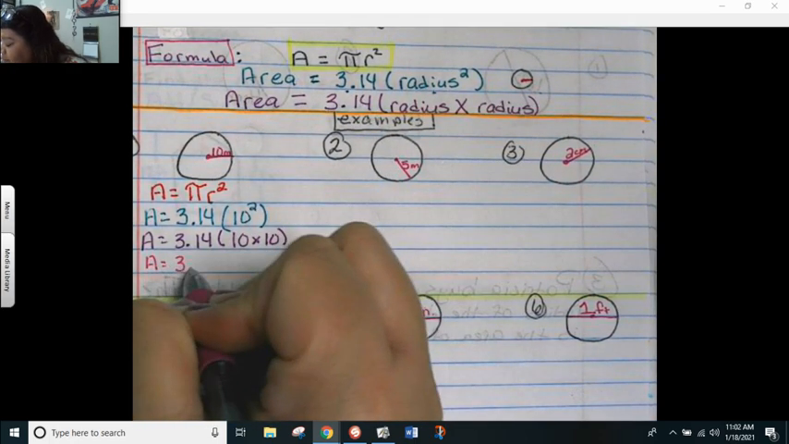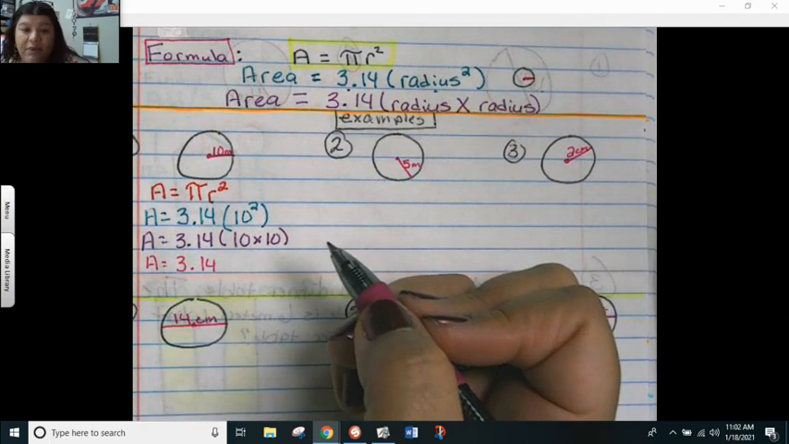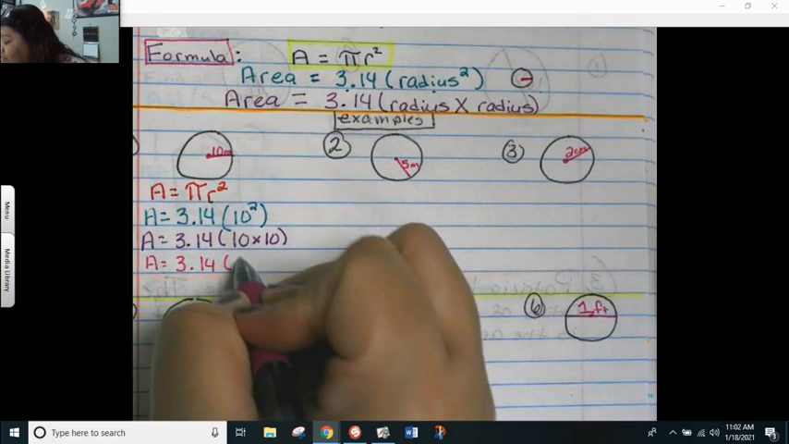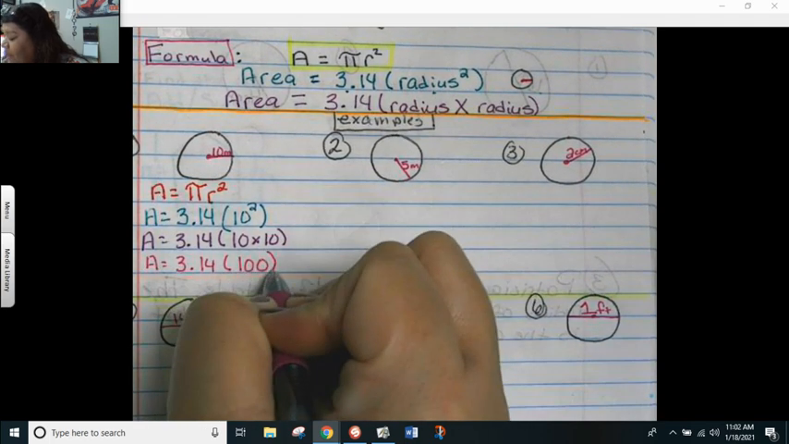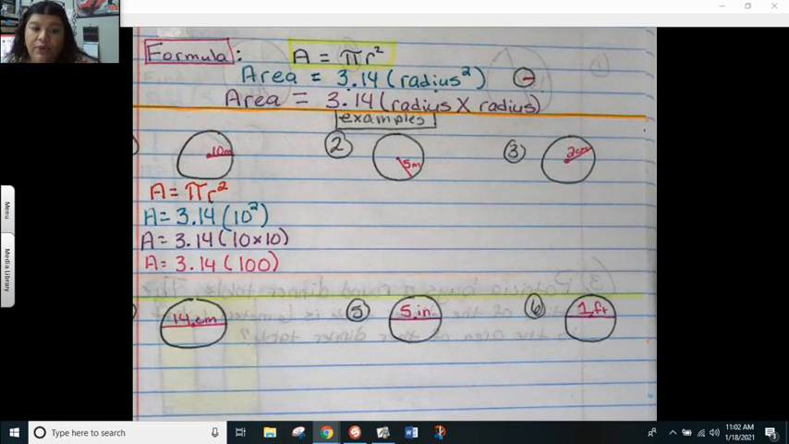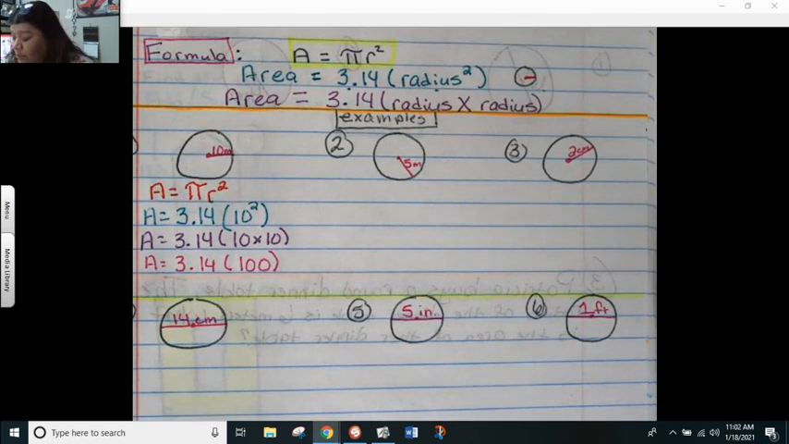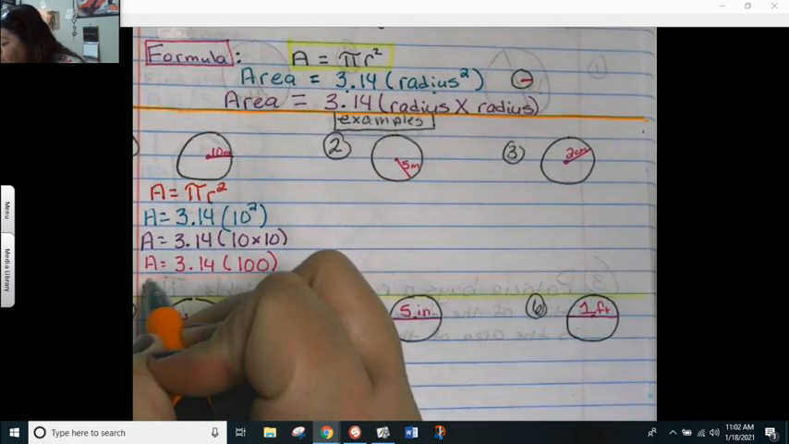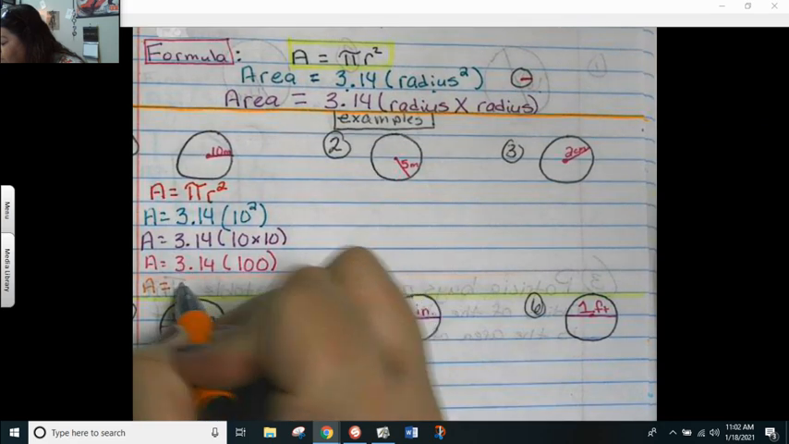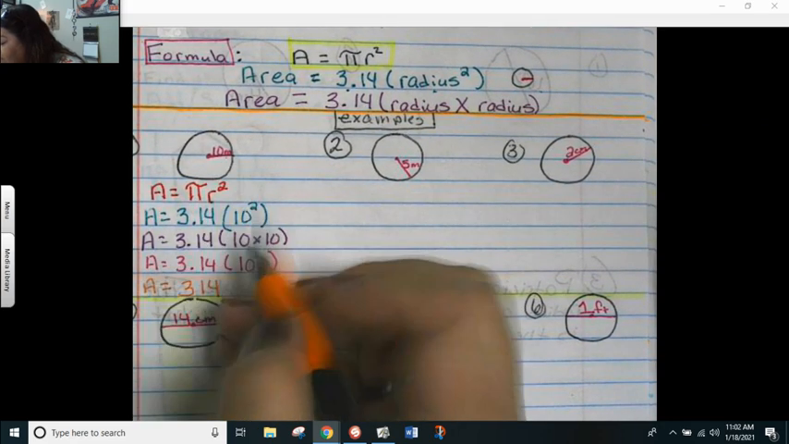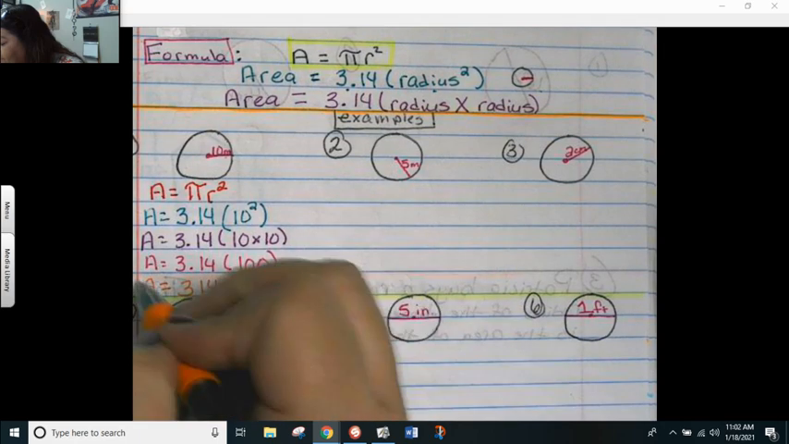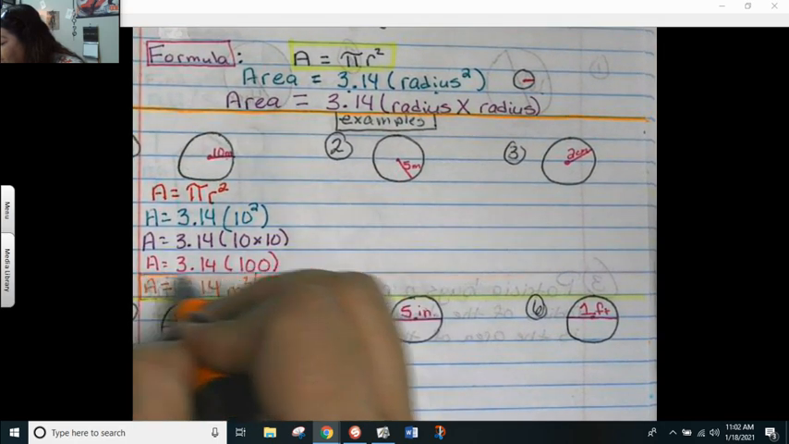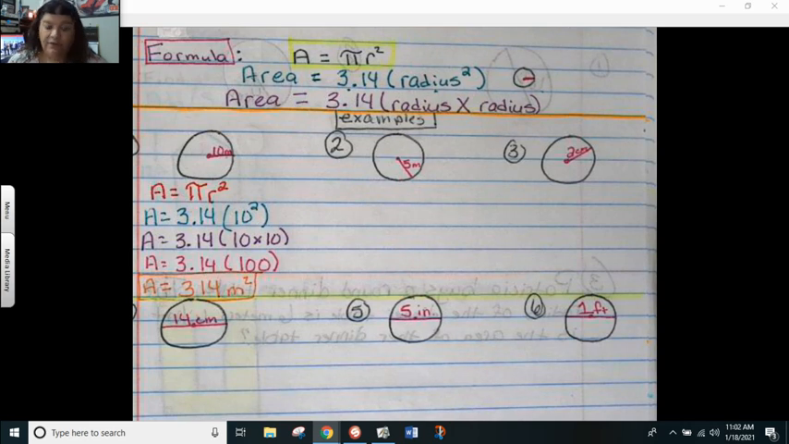So I'm going to go ahead and do 10 times 10. It's not 20, guys. It's not 20. Okay, 10 times 10 is exactly 100. So a lot of students like to mess up on that 10 squared. They'll put a 20 there, but 10 times 10 is 100. And then the final step is going to be to multiply pi times 100. So 3.14 times 100 gives you 314. We're in meters, so meters squared. Okay, 314 meters squared would be your answer there.